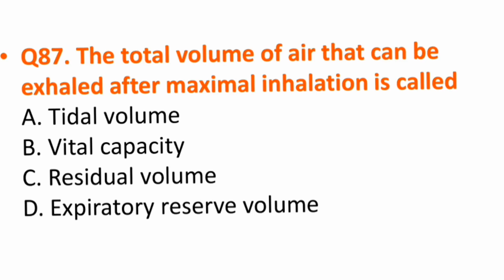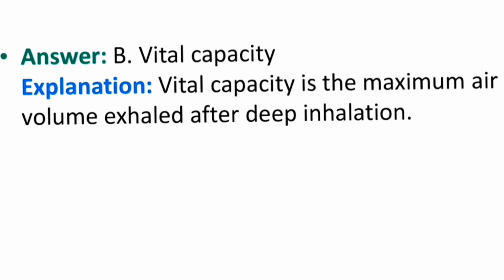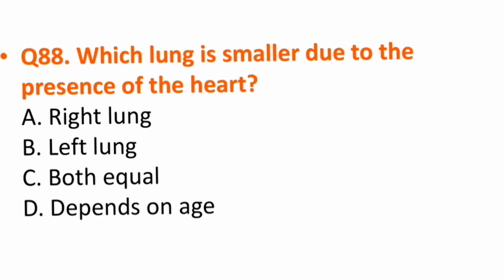The next question. The total volume of air that can be exhaled after maximal inhalation is called: option A tidal volume, option B vital capacity, option C residual volume, option D expiratory reserve volume. The correct answer is option B, vital capacity. Vital capacity is the maximum air volume exhaled after deep inhalation.